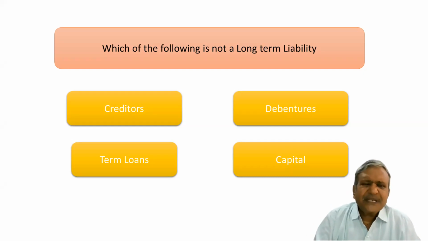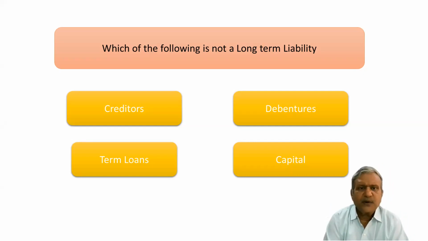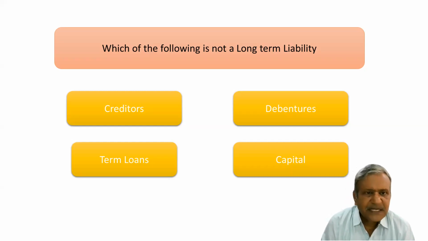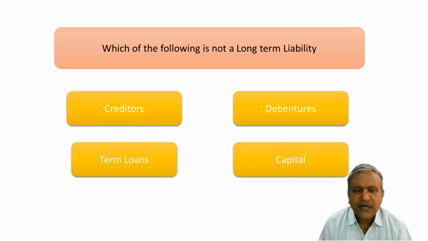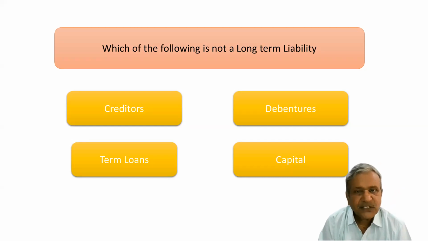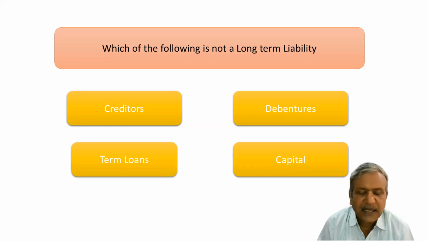Now, creditor. Who is a creditor? If I make a sale, do I ask the party to give me the money after 2 years? No, I ask him to pay within 20 days, or within 1 month, which is to be realized in the same year. That is a short term liability. So a creditor for purchases or for any items is a short term liability. So the correct answer is number 1. Hope you are all clear.